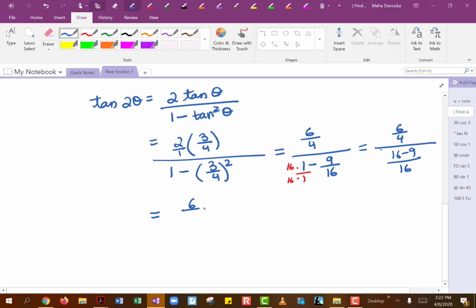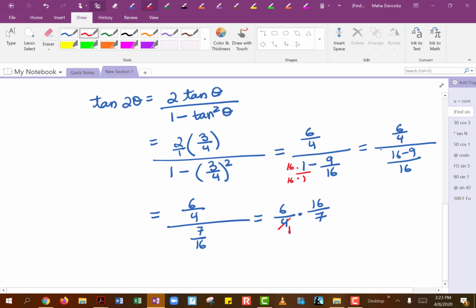You will end up getting 6/4 over, again 16 minus 9 will be 7, so that will become 7/16. So we are dividing 6/4 by 7/16, so you can basically invert that second fraction and make it 16/7, right? And then reduce your fraction at this point if you like.